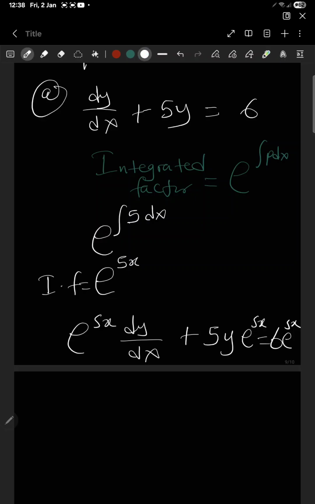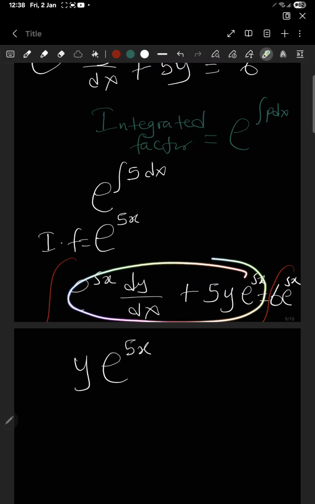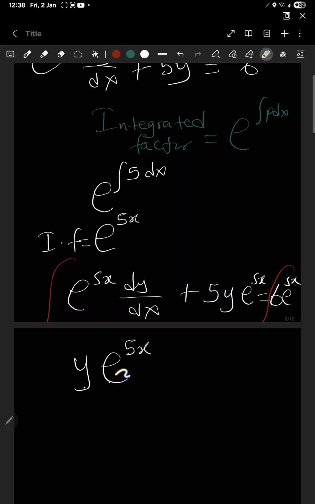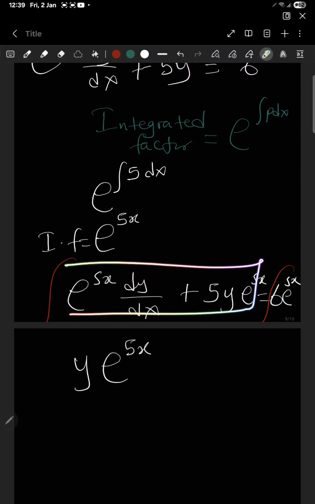After you've multiplied your integrating factor throughout the equation, you integrate both sides. So you integrate this side, also integrate that side of the equation. Whenever you integrate the left-hand side of your equation, your answer will always be y and the integrating factor. So the answer is going to be y e^(5x). That's the answer you get after integrating. If you want to prove that your answer is correct, you differentiate back, and you are going to find that the answer you get is this one here.